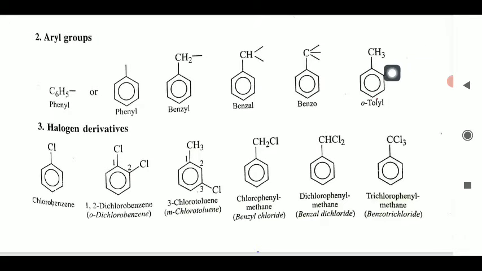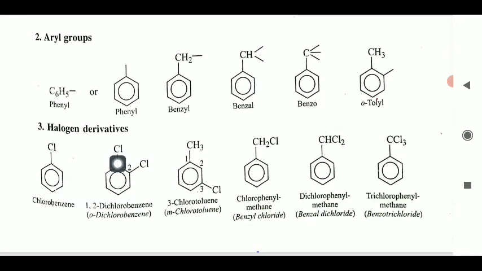This position is known as ortho position, or in a general way this compound is known as orthotolyl. Now we will discuss some of the halogen derivatives. This is a benzene ring, that is C6H5. We are adding here one chlorine. This is chlorobenzene now. The next carbon after the first carbon, this is known as ortho position.